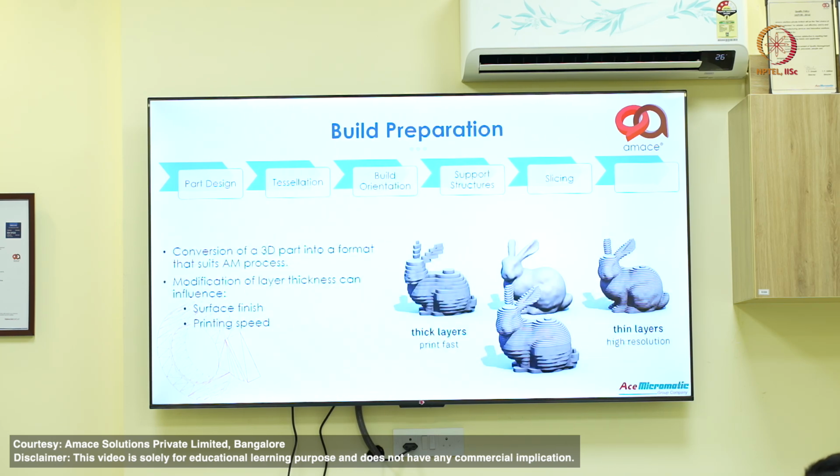The next step is slicing, the conversion of a 3D part into a format that suits the AM process. We can print with multiple layer thicknesses. Higher layer thickness will improve productivity, but it will also deteriorate the surface finish and the mechanical properties. So we have to find the best compromise between speed and finish. Wherever there is a productivity requirement, we use the best layer thickness. We also have to ensure that the layer thickness does not introduce porosity in the part.